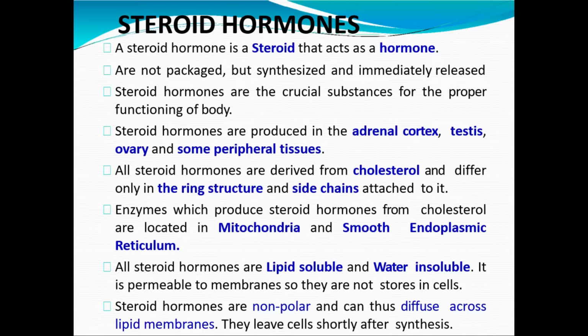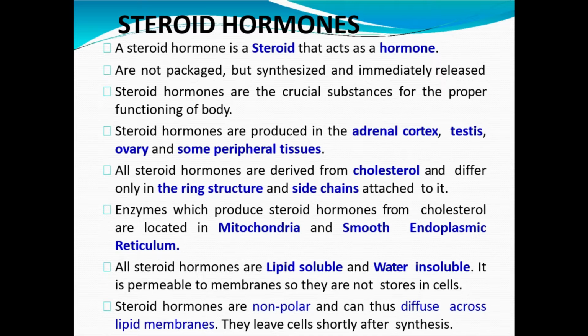As all steroid hormones are lipid soluble and water insoluble, they are permeable to membranes and are not stored in the cells. Steroid hormones are carried in the blood complexed, as they are not water soluble, so they must be carried in the blood complexed to specific binding globulins. These globulins are specific for a specific steroid. For example, corticosteroid binding globulin will carry cortisol, which is a corticosteroid hormone.